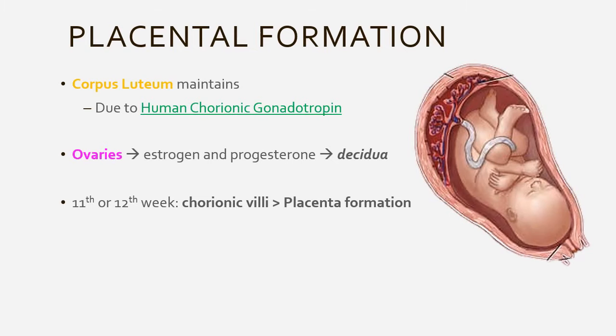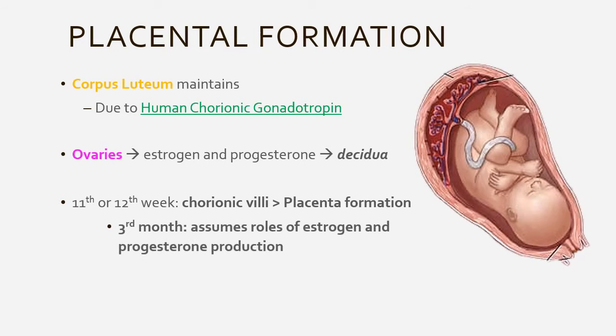By the 11th or 12th week, chorionic villi reach out from the trophoblast cells in the endometrium to begin formation of an organ called the placenta. The placenta will then attach itself to the uterus and function to provide oxygen and nutrients to the growing fetus. The placenta will also aid in the removal of waste products from the fetal blood. By the 3rd month, the placenta assumes the role of producing estrogen and progesterone while the ovaries remain inactive.